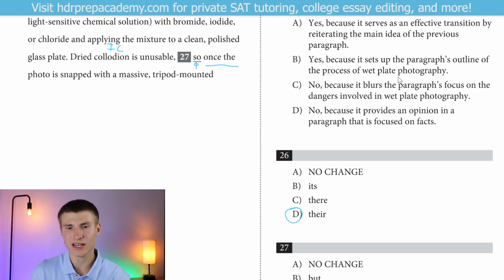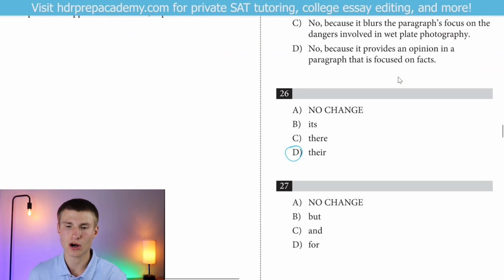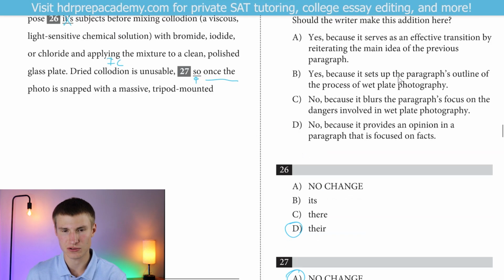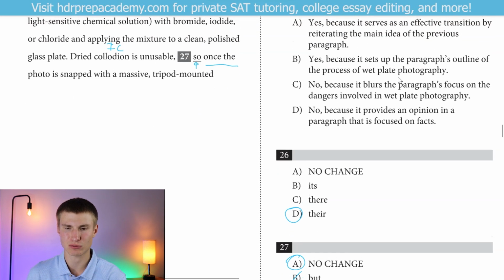Keep in mind that our second one is exhibiting a causal relationship to the first independent clause, right? Because dried collodion is unusable, once the photo is snapped, the photographer has to quickly take action. So this is a causal relationship, so we would use the word so, one of the FANBOYS, to connect those two independent clauses with that comma. So our answer for 27 will be A.